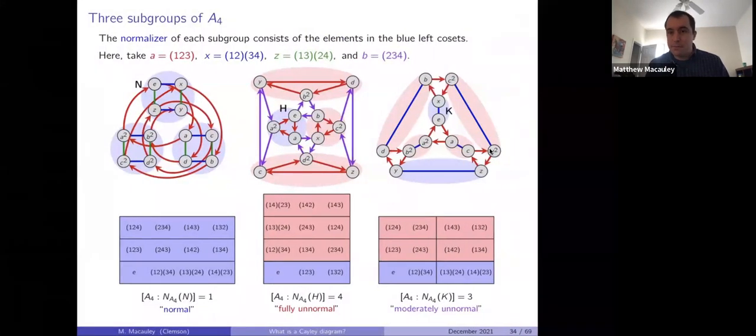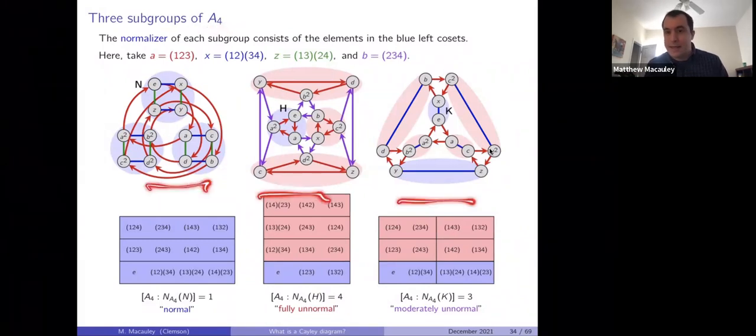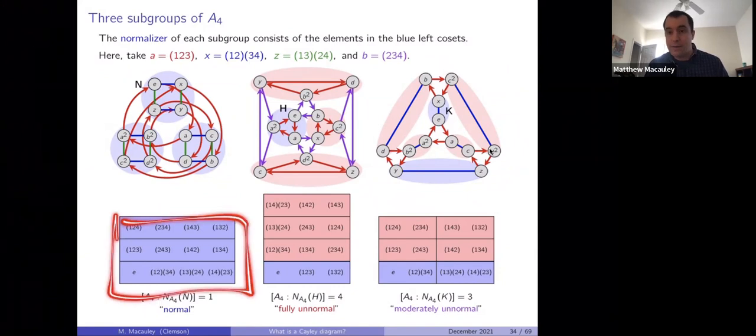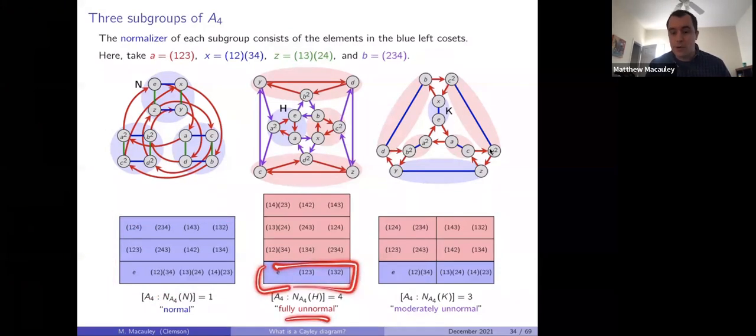Now here's one of my favorite pictures. This is one of my favorite example groups, A4. Here are 3 different ways to draw the Cayley diagram, highlighting different groups: N, H, and K. And you can see N is normal because all of the left cosets are right cosets. H, I like to say, is fully unnormal because the subgroup itself is always going to be blue, but in this case, nothing else is blue. It's the worst possible outcome. Everything else is red. This is fully unnormal.